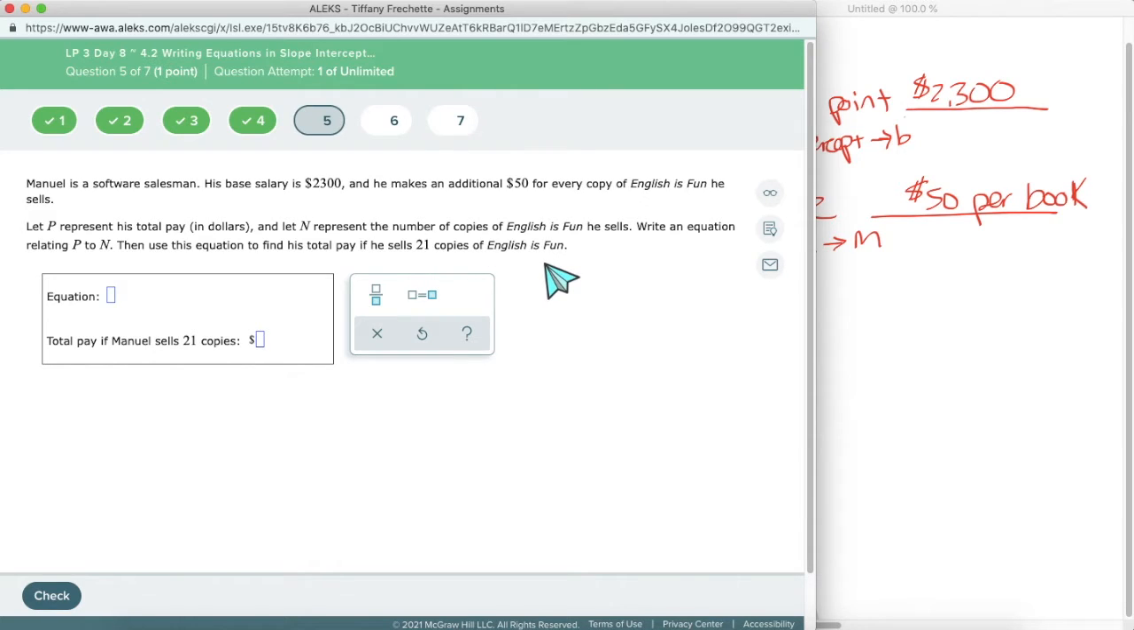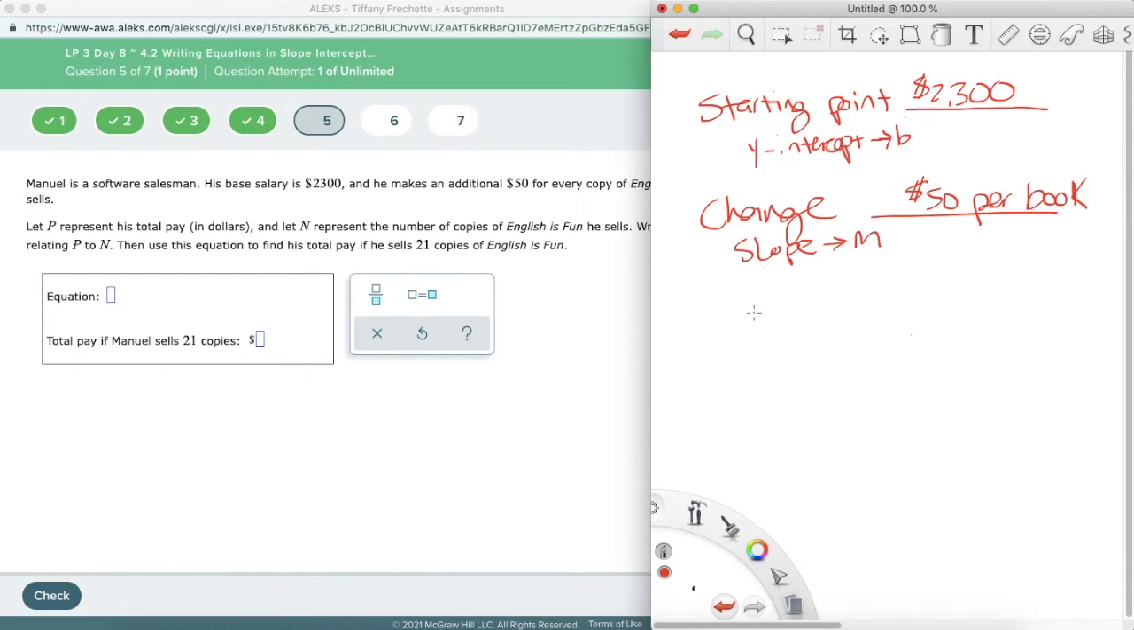So we have two tasks. First, we have to write an equation relating P to N. Then we can use that equation to calculate what he gets paid if he sells 21 books. So this isn't one task, this is two different tasks. So the first task, we need to write an equation.